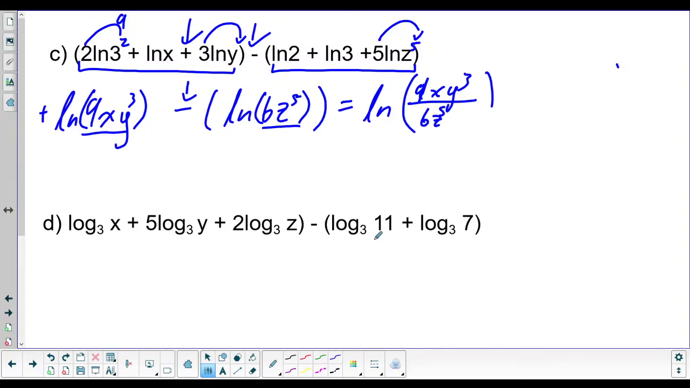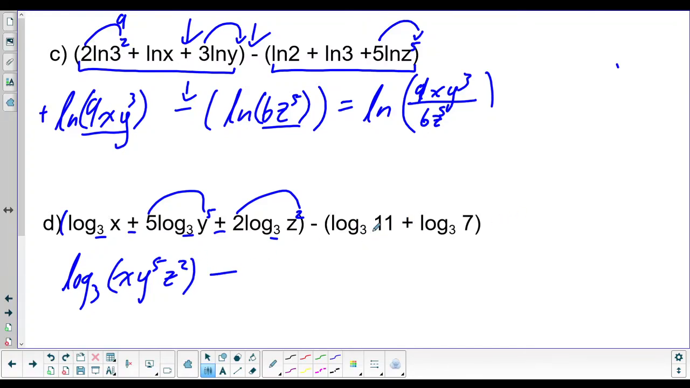All right, let's try one more. There should be a parenthesis there. I don't know why there's not. All right, so for here, we're going to put our 5 on our y to make this y to the 5th. We're going to put this 2 on the z to make it z squared. Then we're going to multiply all the arguments together because these are being added. So we're going to have log base 3, because all of them are base 3, of x y to the 5th z squared.